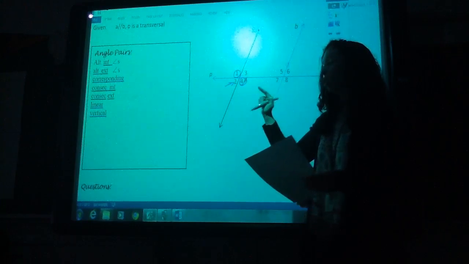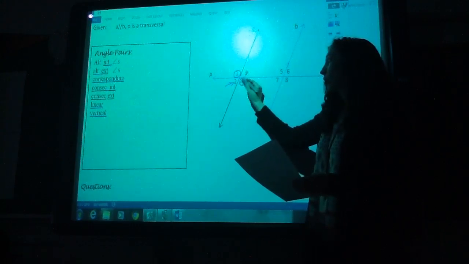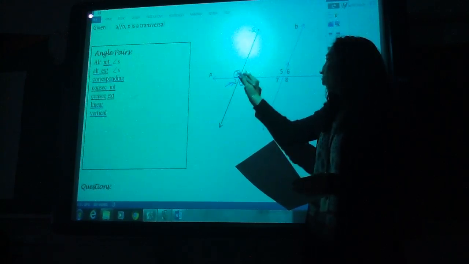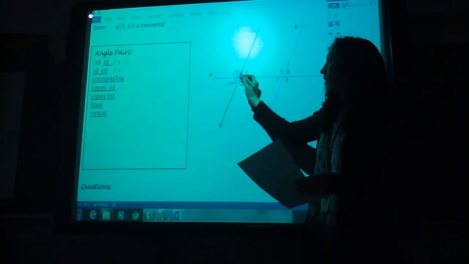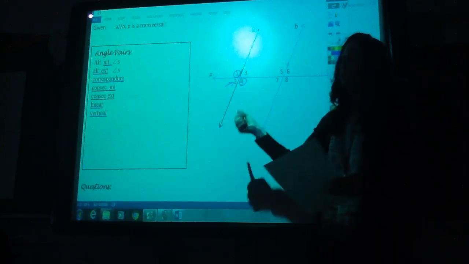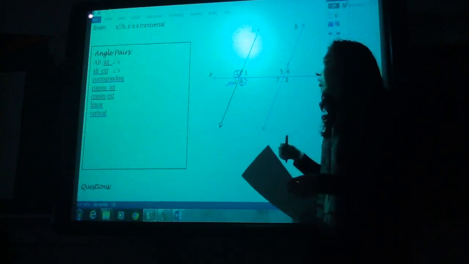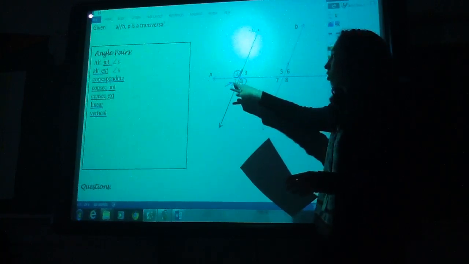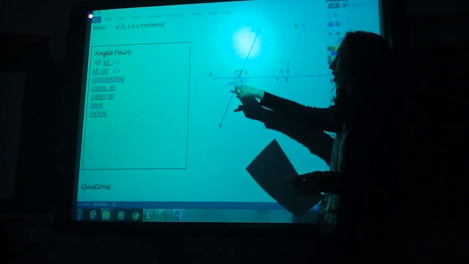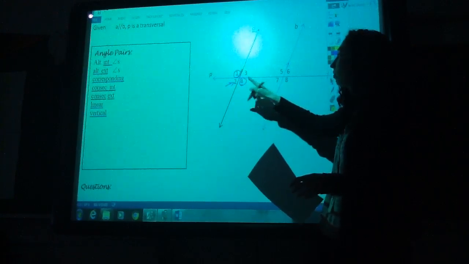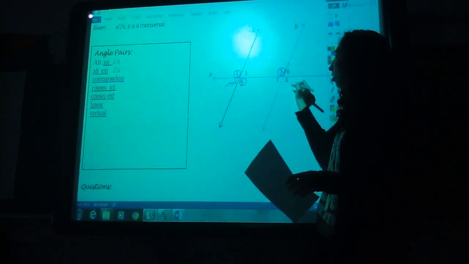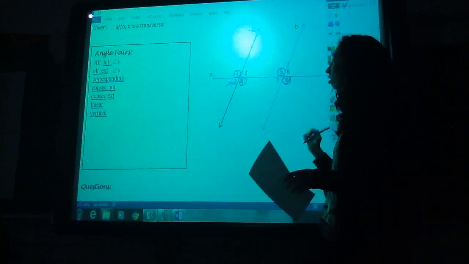There are 2 more, and the 2 that we know are because of the relationship that they have to 4, or the relationship that they have to 1. If it's equal to 1 or equal to 4, that means they're also supplementary to 2, because at this point 2 plus 1 has to equal 180, and angle 2 plus angle 4 has to equal 180. So 5 is another one, and so is 8.